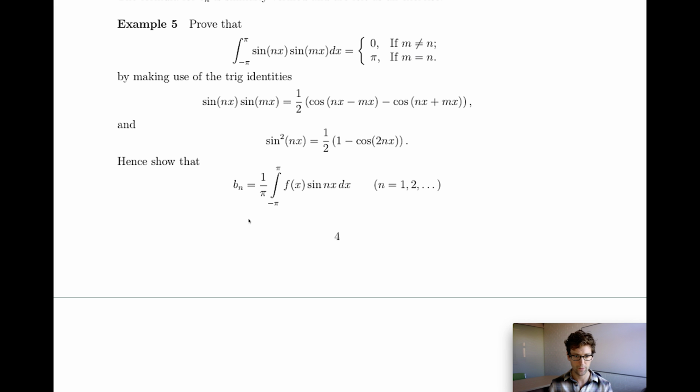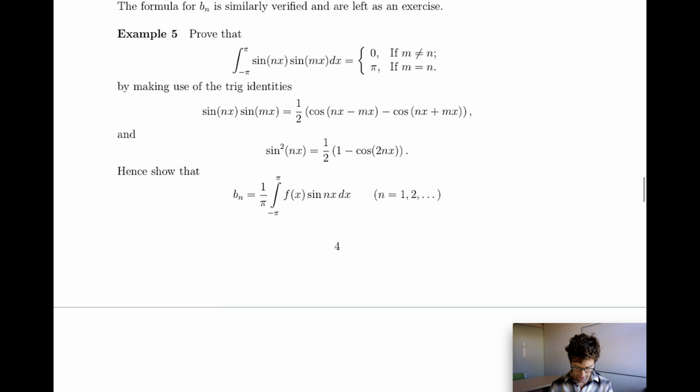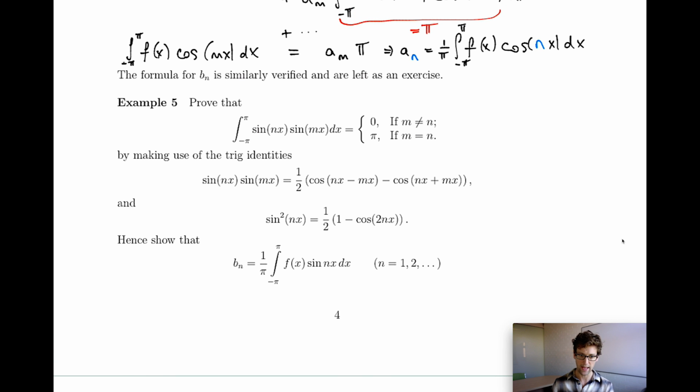So you're going to be able to prove that bn is equal to the integral of f of x sine nx all divided by pi. I just want to point out quickly here that you can remember the formula for an and bn in a neat little way here.